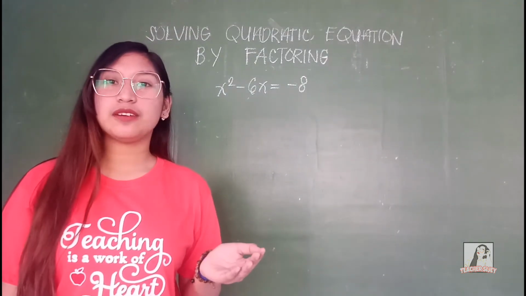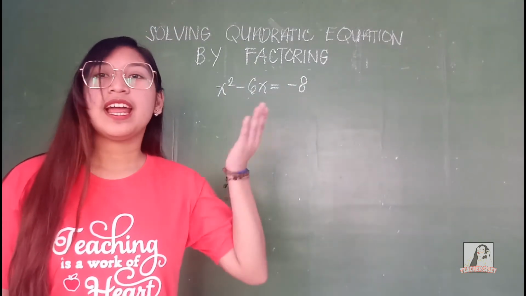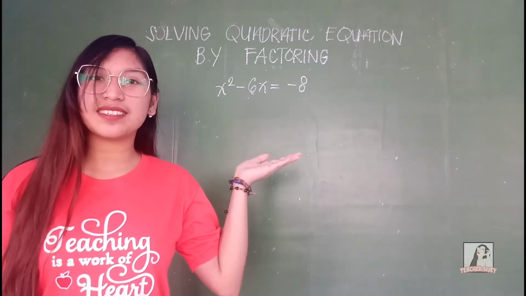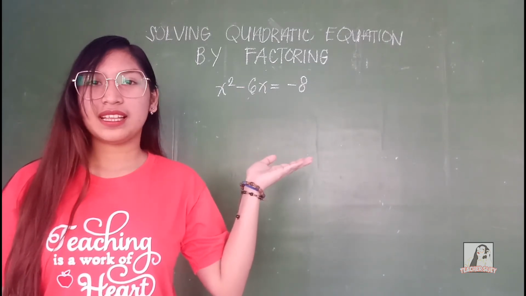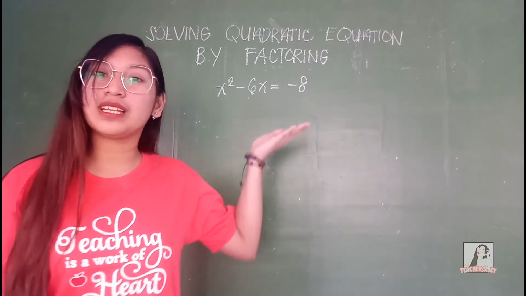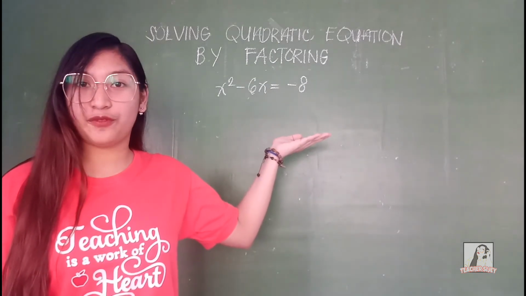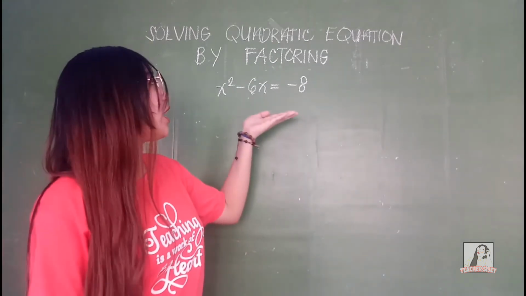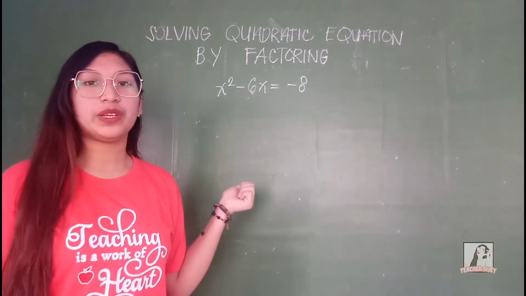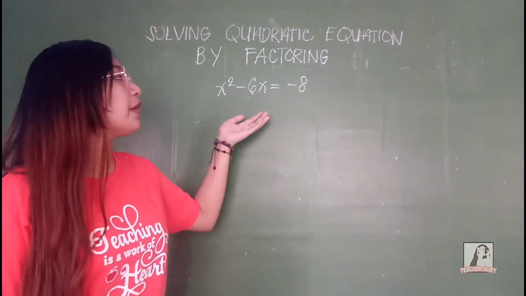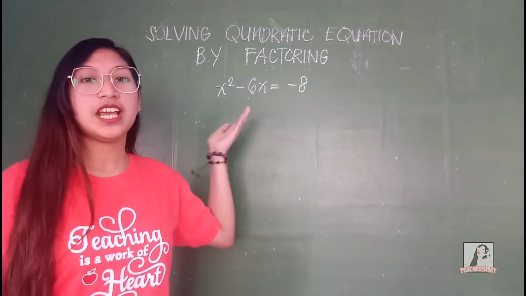So now, let's have an example. I have here x squared minus 6x equals negative 8. So first, we need to transform this quadratic equation to its standard form. Okay, so now let's apply the addition property of equality. Let's add positive 8 to both sides of the equation.